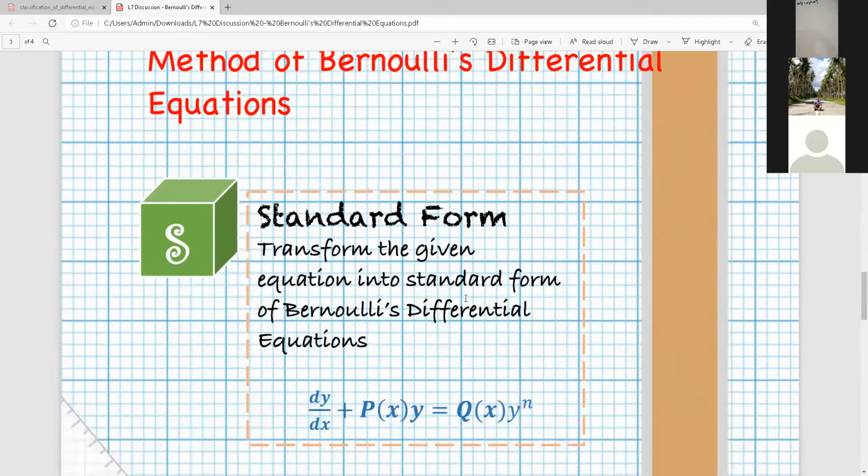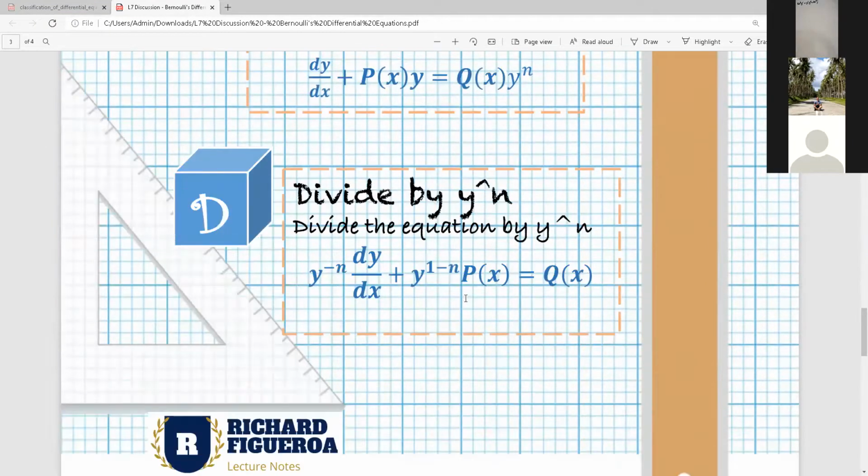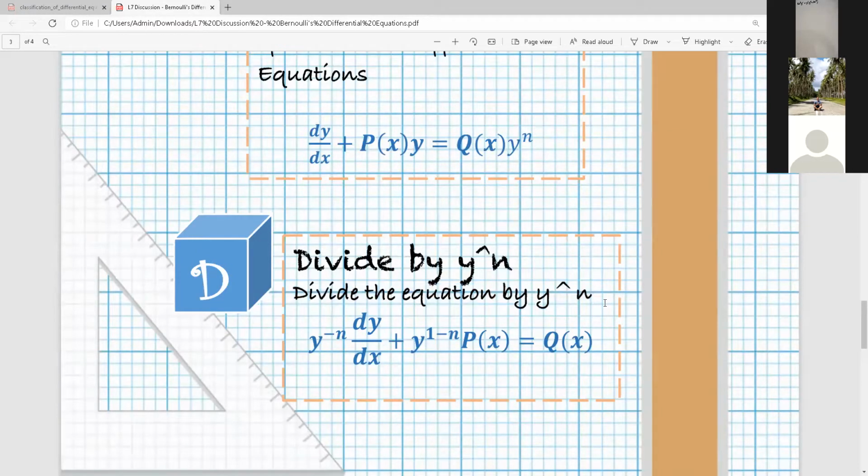So what is the method? After transforming it into the standard form, we will divide the whole equation by y raised to n. That's why I want to explain it using an example. First, we need to transform this equation in this manner.